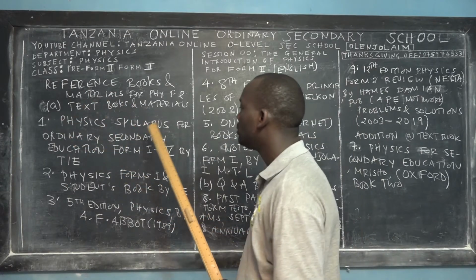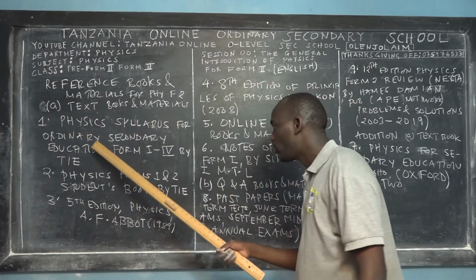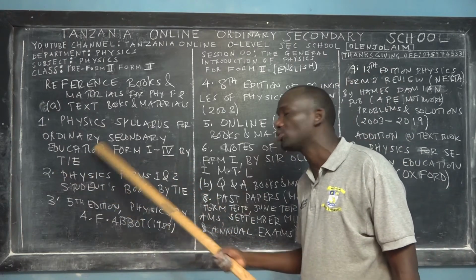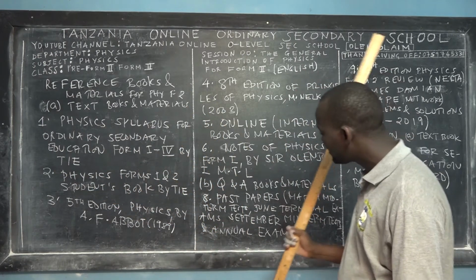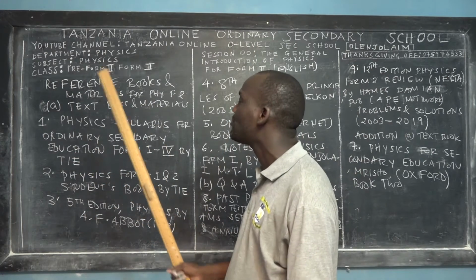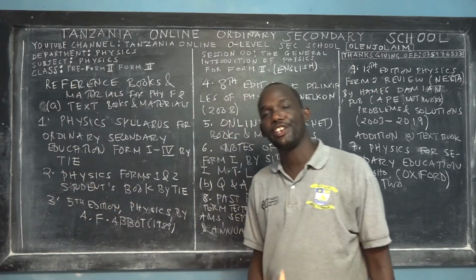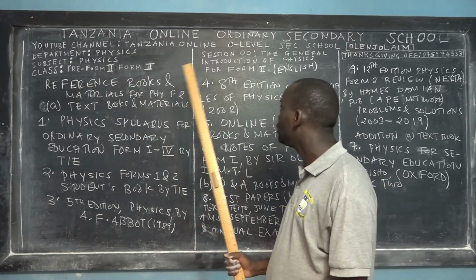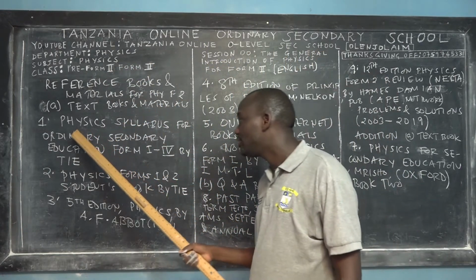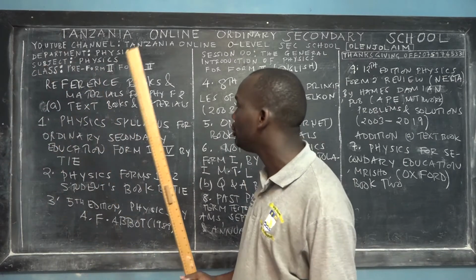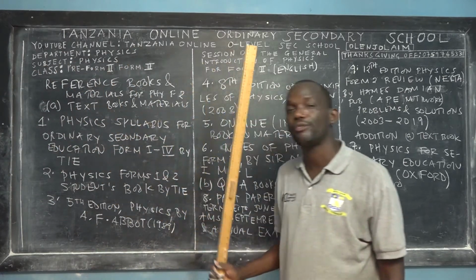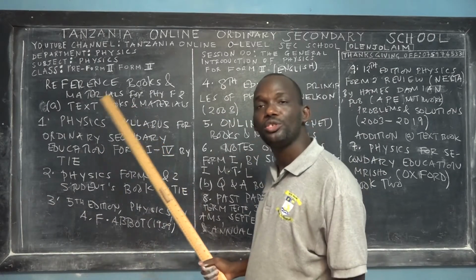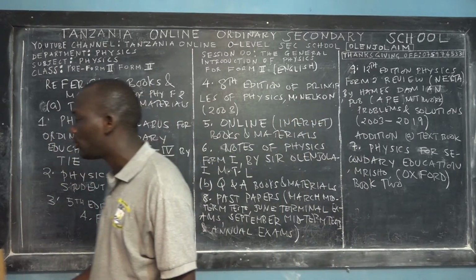The first textbook is called the Physics Syllabus for Ordinary Secondary Education from Form 1 to Form 4 by Tanzania Institute of Education. That is fundamentally recommended. I would like every student who is watching and taking these programs and who has joined Tanzania online ordinary secondary education or secondary schools to have this syllabus book, because you use this book for Form 1, Form 2, Form 3, Form 4. Because this is the route, it will show you the route that you have to pass in your learning.